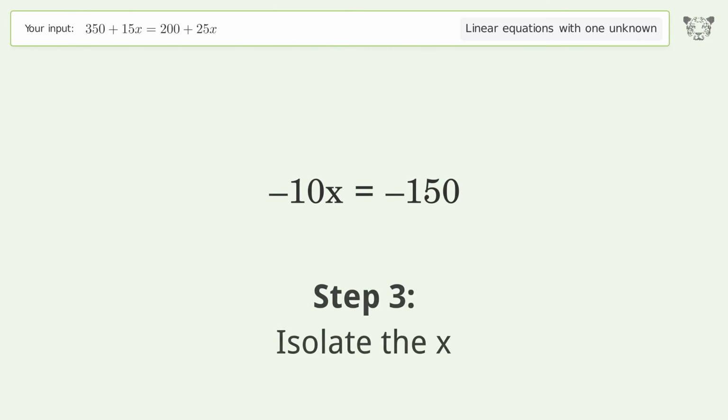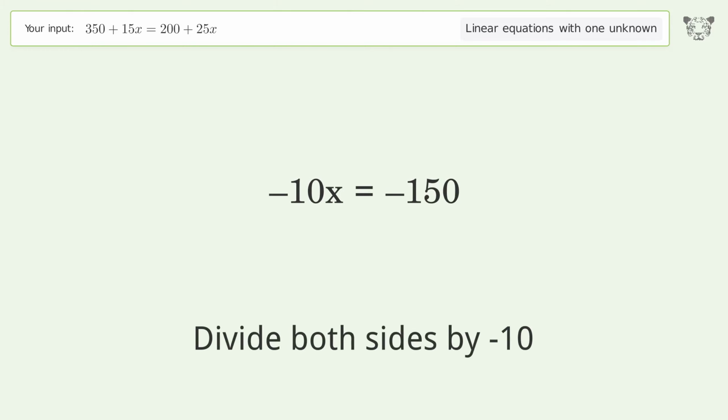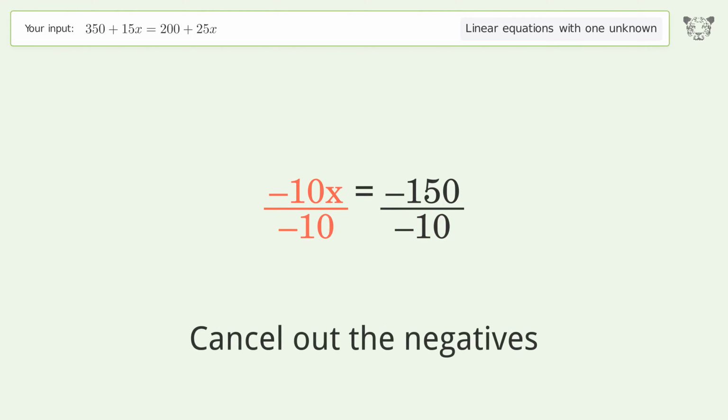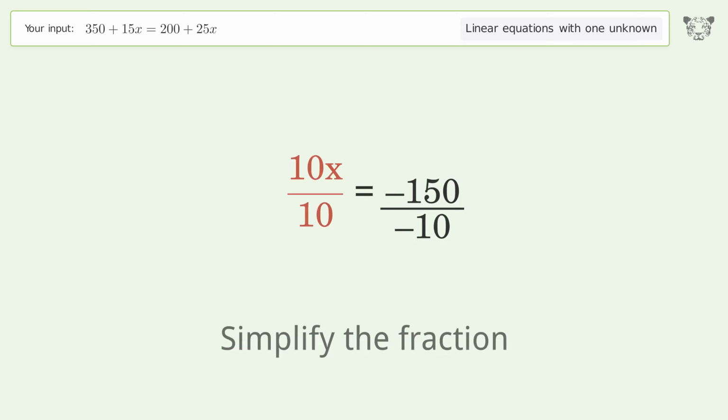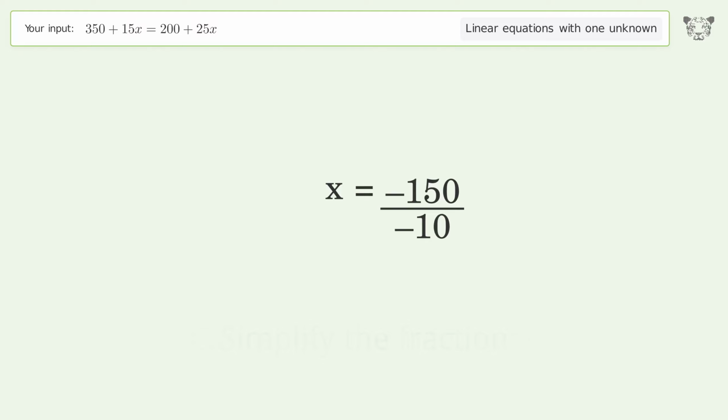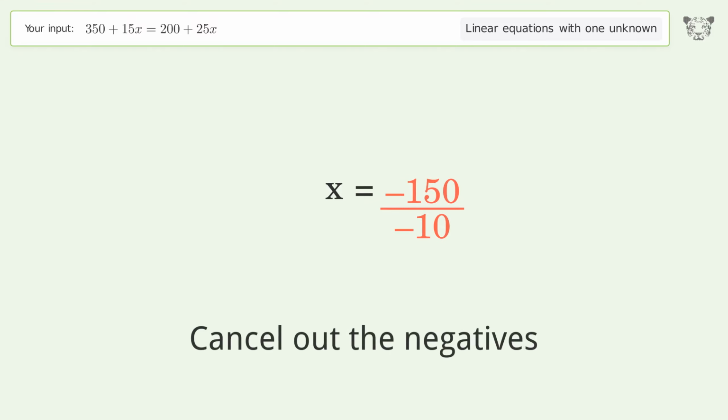Isolate the x. Divide both sides by -10. Cancel out the negatives. Simplify the fraction. Cancel out the negatives.